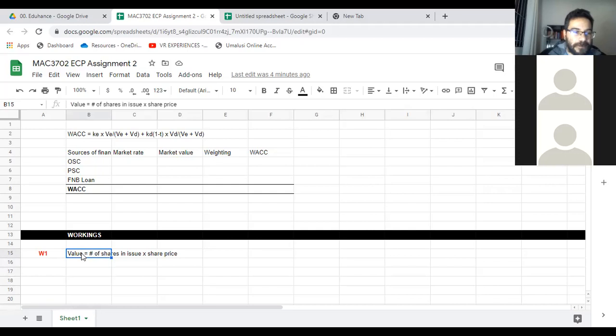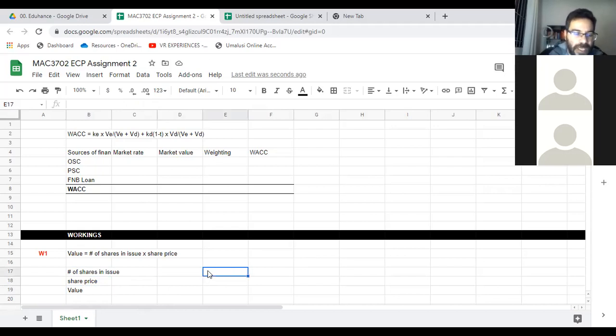So that means I need number of shares and I need share price, and that's going to give me value. Okay, so what do I do? The number of shares, remember, I must calculate.